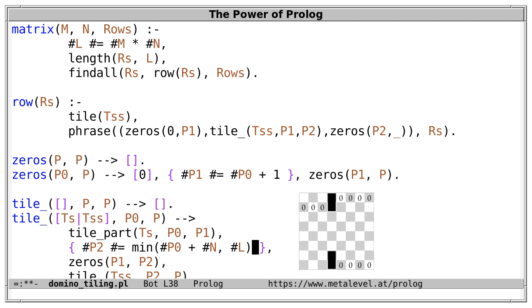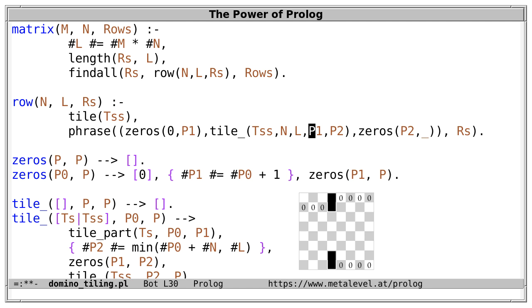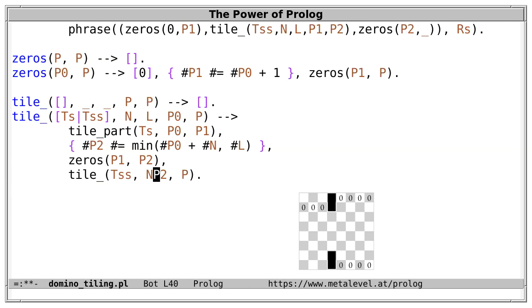And regarding the issue we noted before, we don't have n and in fact also L available here, and so we make them available. We pass them along as arguments to row, and from there to tile underscore. In the first clause we don't need them, but in the second we do need them, and now we have them available. It's looking good.